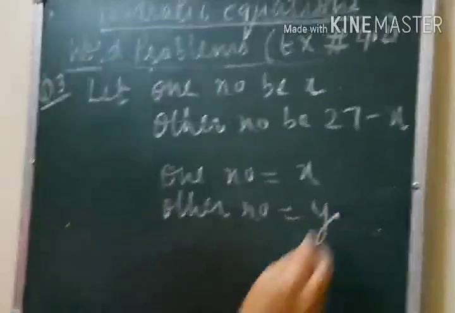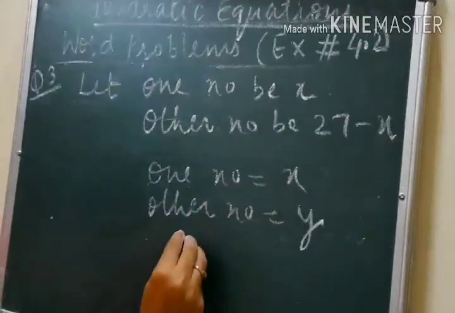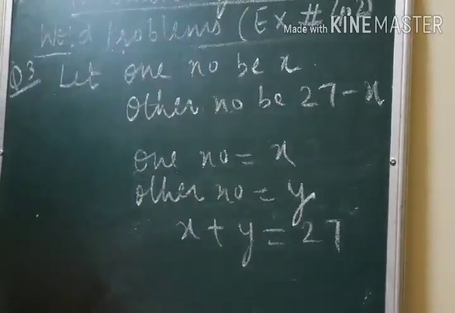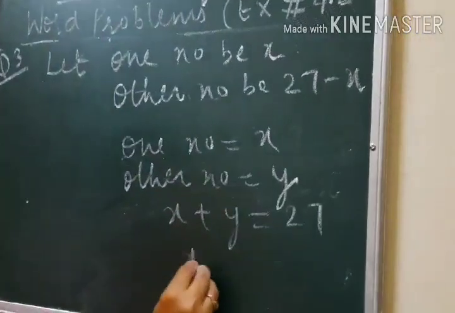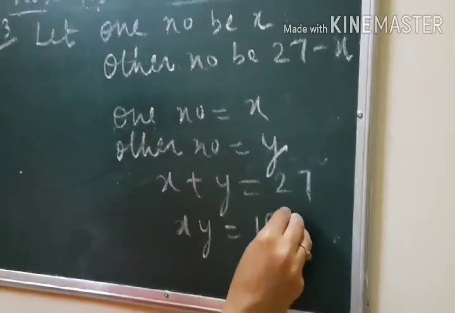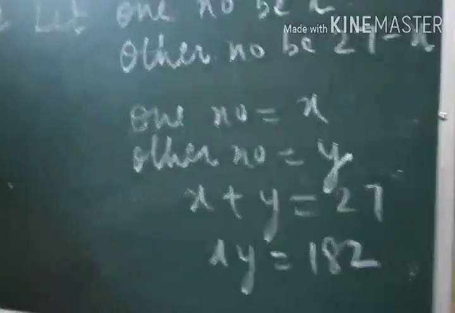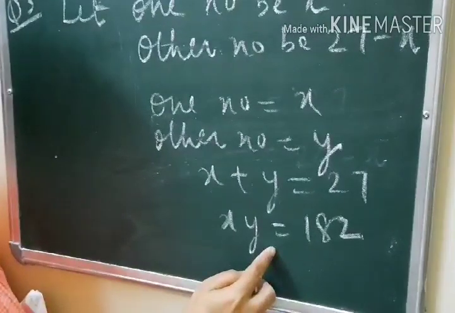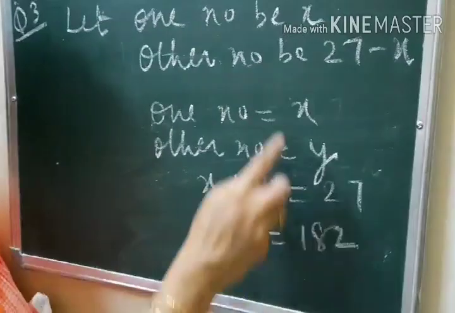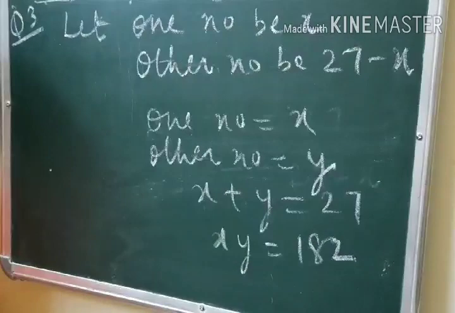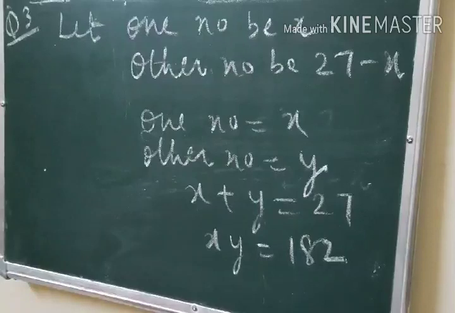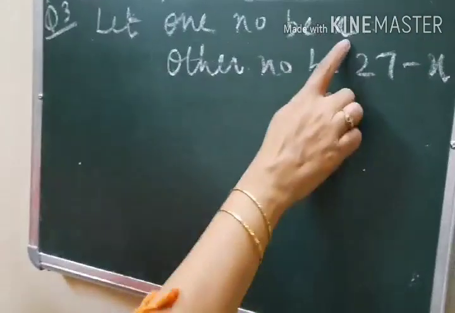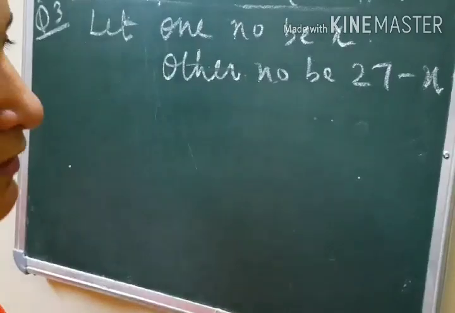Right? So it is given their sum is 27: x plus y is 27, and their product is 182: x into y is 182. So we'll find the value of y from this equation and put it in this. You can also do this, it's your choice. But if you solve it by one variable, the way I am doing, that is also your choice. So I am taking one number as x, other number as 27 minus x.